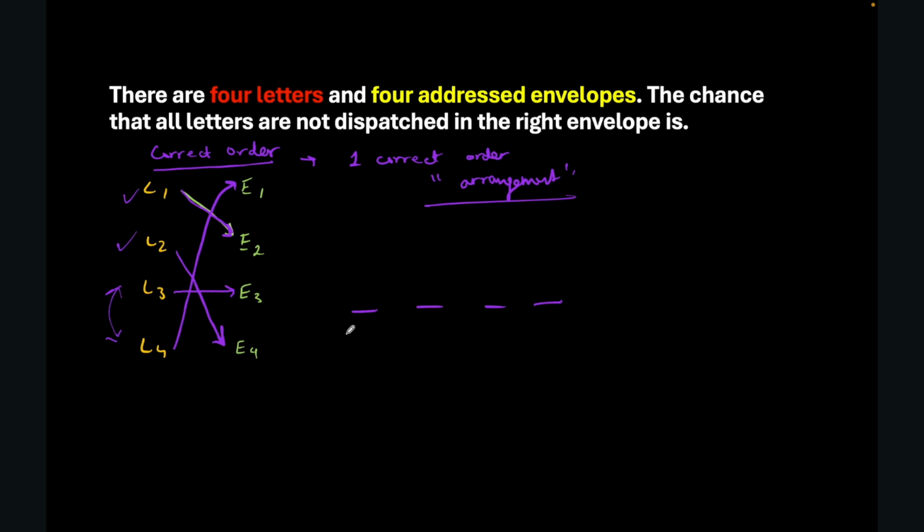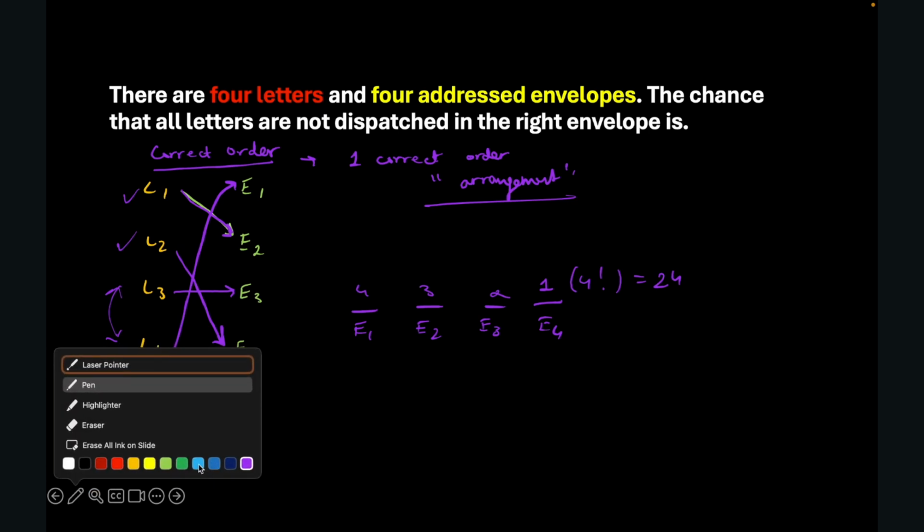Okay, so there are four empty slots for each envelope, right? Two, three, four. Well, how many different ways can they be arranged? Well, four, three, two, and one, or essentially four factorial ways, right? Which is 24. So there's one correct arrangement, 24 possible arrangements. Well, then the probability of dispatching them in the right envelopes is 1 by 24.